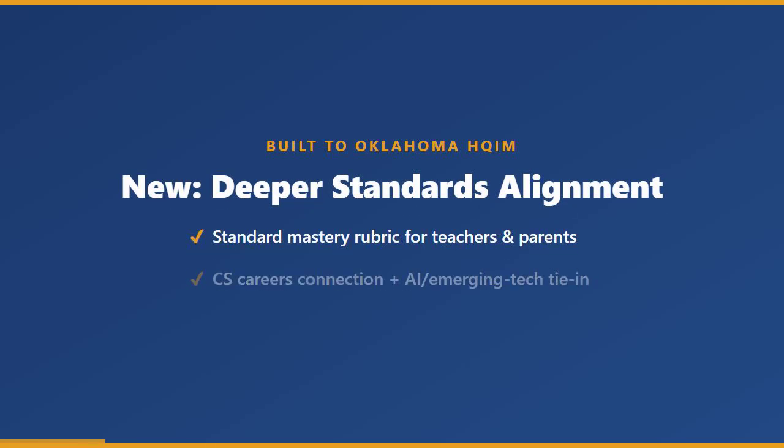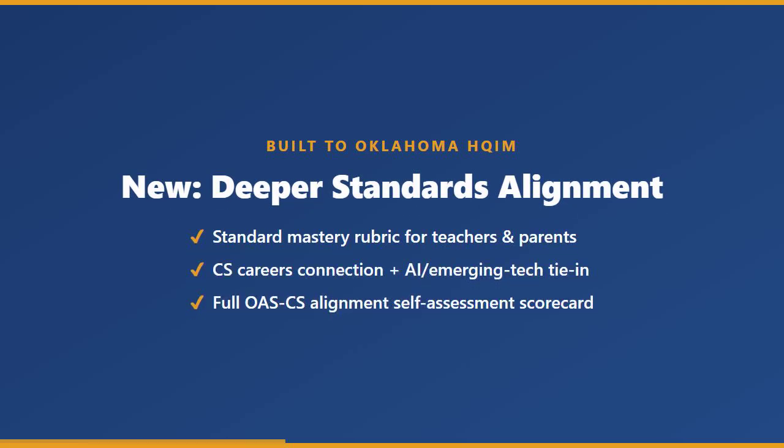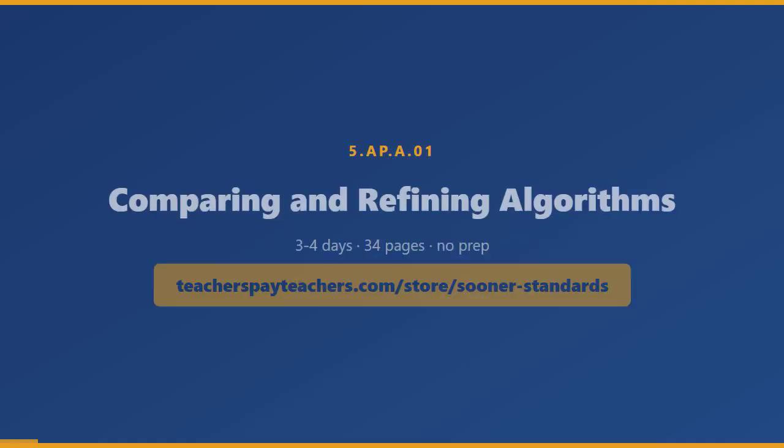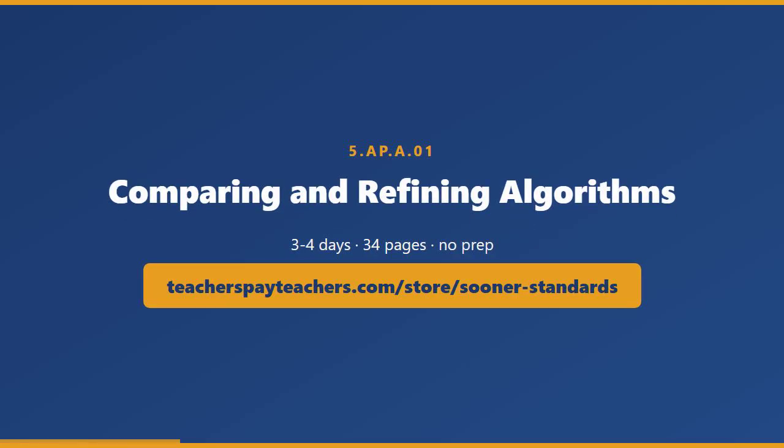Plus a 12-question assessment with answer key, group and individual activities, vocabulary puzzles, a family letter, and a certificate of achievement. That's 3 to 4 days of no prep, HQM-aligned instruction across 34 ready-to-print pages.